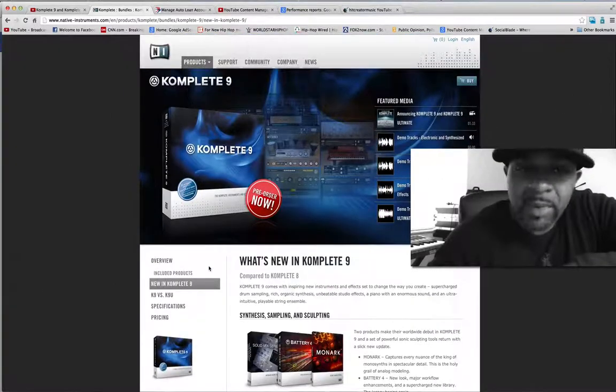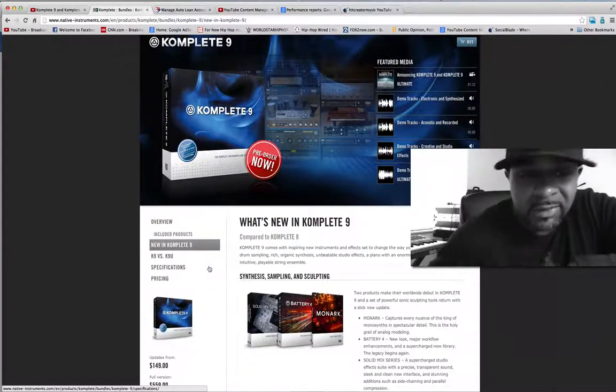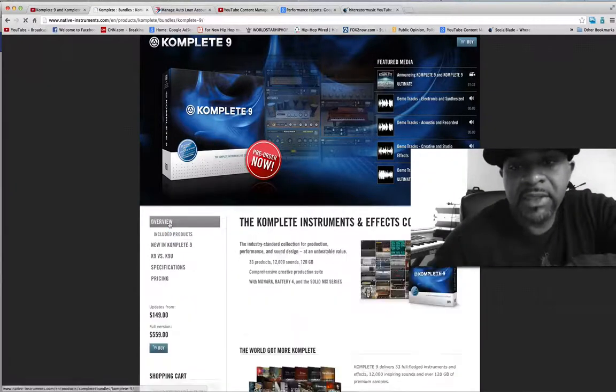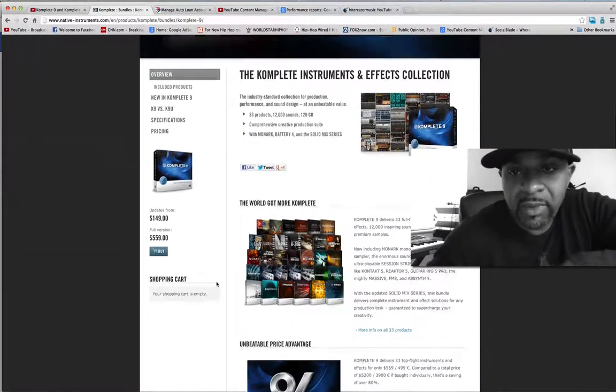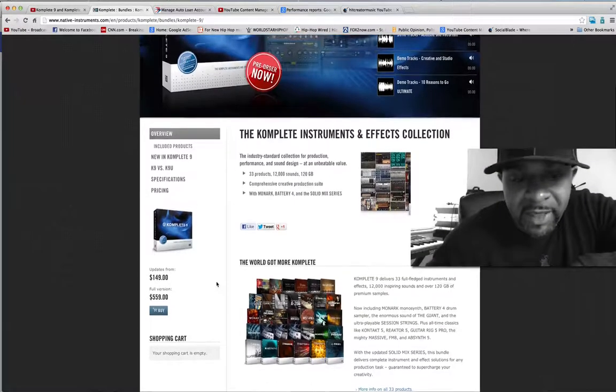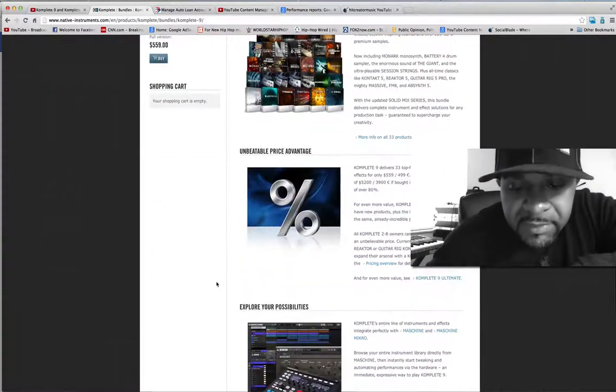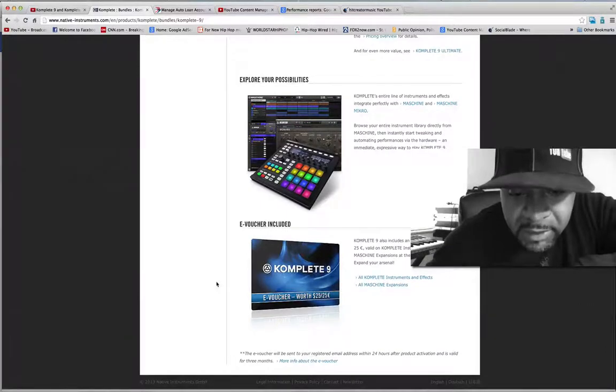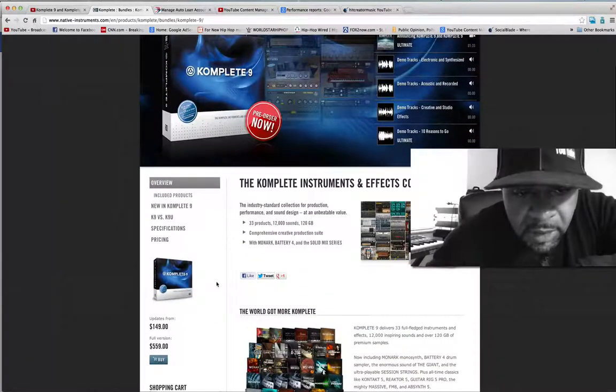So will I get it? I probably will, since it's only $150 or whatever. It'll be worth getting, I guess, because it's a few plugins in there. That's a few new plugins that they came out with that I don't have, like that Giant piano, and I don't know what else they got on here. But I know it's a few new plugins they came out with that I didn't purchase.